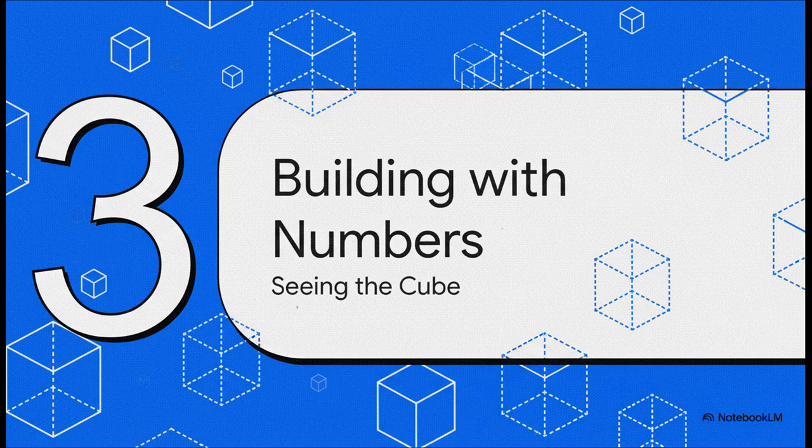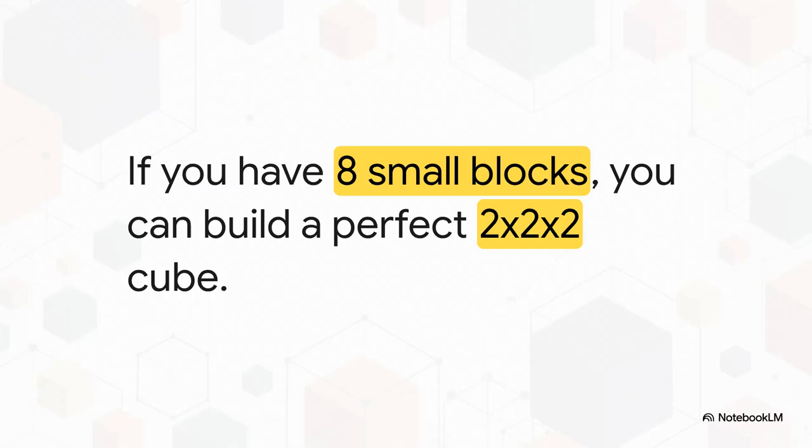Okay, now for the really cool part. This is where it all clicks. We're going to connect these numbers to actual physical shapes. This is the aha moment where the name cube number is going to make perfect sense. Remember our cube number 8? Well, imagine you have 8 little building blocks. With those 8 blocks, you can build a perfect little cube that's 2 blocks long, 2 blocks wide, and 2 blocks high. A perfect 2 by 2 by 2 cube.